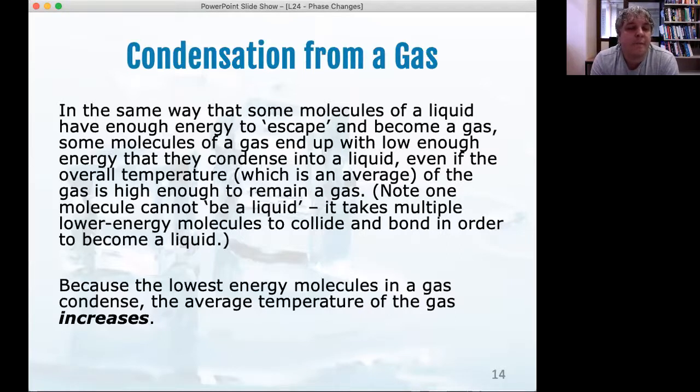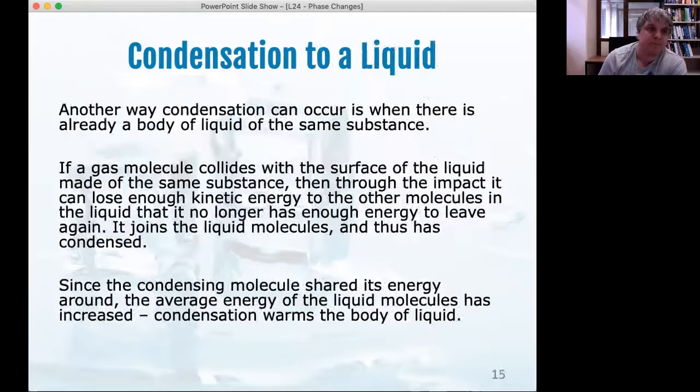Because the lowest energy molecules in that gas will condense and form the liquid, that means the same thing as we saw with evaporation: the average temperature will change. In this case, you're taking out the lowest energy ones, so your average temperature is going to increase. So condensation is a warming effect, evaporation is a cooling effect.